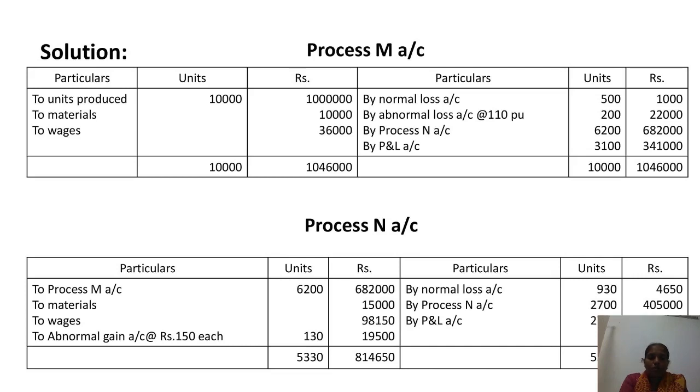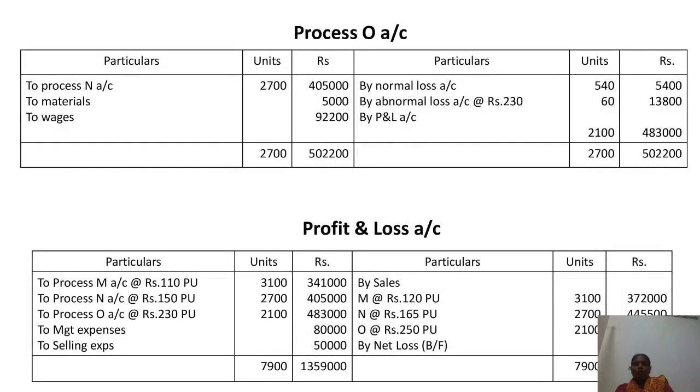Here we get in the units column a total of 6,330, and in the rupees column 8,14,650 on both sides. Then from N account we got 2,700 units at the rate of rupees 4,05,000. In the same way, in process O account, materials is given as 5,000, and on wages 92,200. In this process also we have some loss, that is normal loss of 540 units, which should be multiplied by 10, we get 5,400.